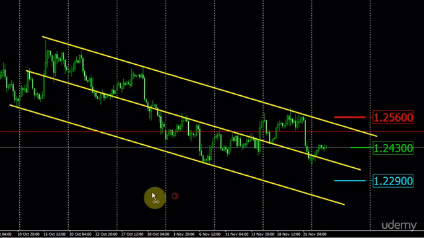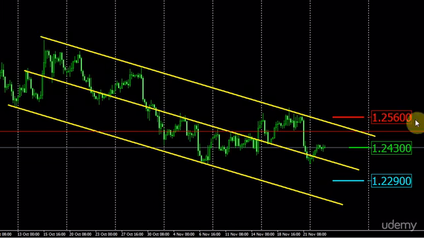So a couple of other things. Right here I've got some prices marked out. The green price is approximately the current price of the euro-dollar. It's a bit higher than that currently. It's at 1.24319, so basically nearly 2 pips above that. The blue and the red represent where we would want to set our take profit and stop loss levels.